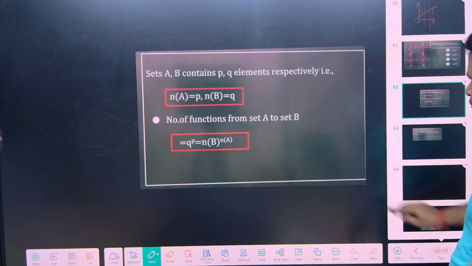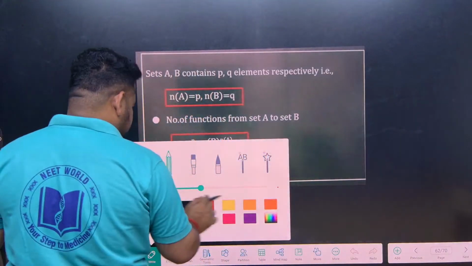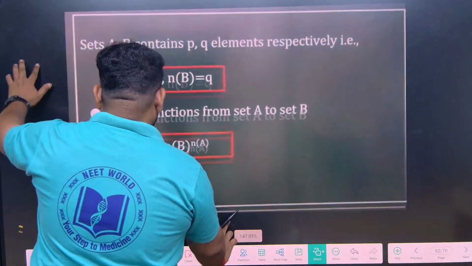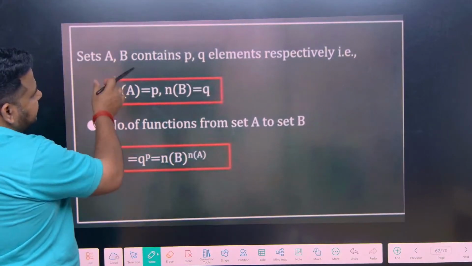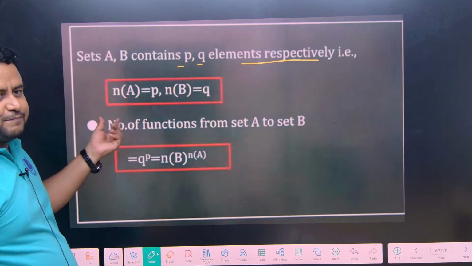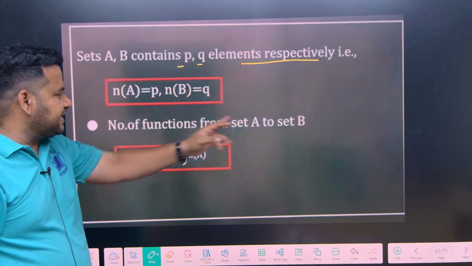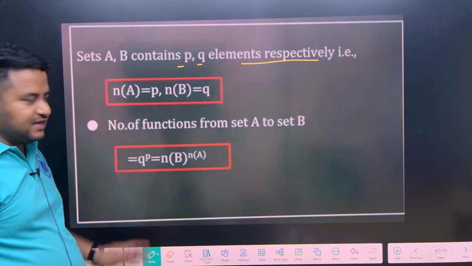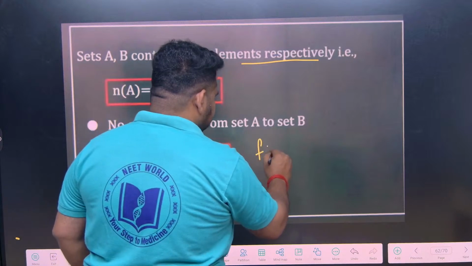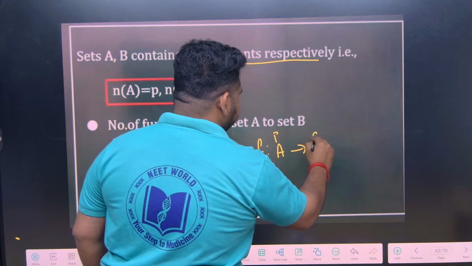Okay, now one more concept you should know. I am talking about functions here, right? So here you should know the number of elements. I told you in sets itself, sets A and B contain, let them contain P elements and Q elements respectively. Then the number of elements of set A is P, and the number of elements of set B is Q. Number of functions from set A to set B. Set A is having P elements, set B is having Q elements.